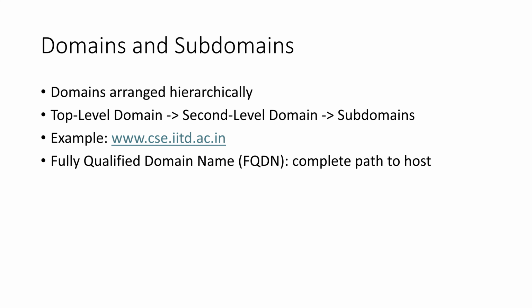DNS organizes names in a hierarchical structure separated by dots. Let's take the example of www.cse.iitd.ac.in. That's the website of IIT Delhi. Here, .in is the top level domain, IITD is the second level domain, CSE is the subdomain, and www is the actual host name. This entire name is called a fully qualified domain name or FQDN. It uniquely identifies a system on the internet, including all levels of the hierarchy leading up to it.